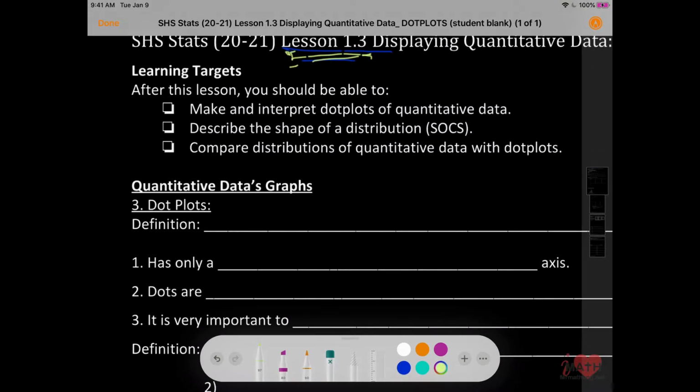Alright, our learning targets. After this lesson, you should be able to make and interpret dot plots. When you see the word dot, I want you to think of dots of quantitative data. Remember, that's the one with numbers on it. Describe the distribution of, and a distribution is just a set of numbers, using an abbreviation called SOCS, and then compare distributions of quantitative data with dot plots.